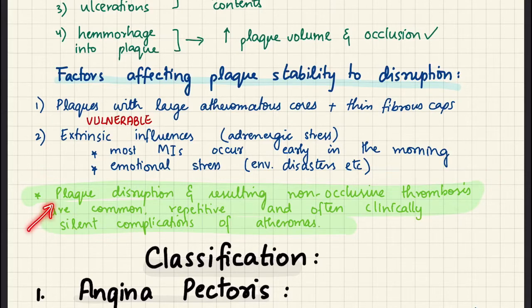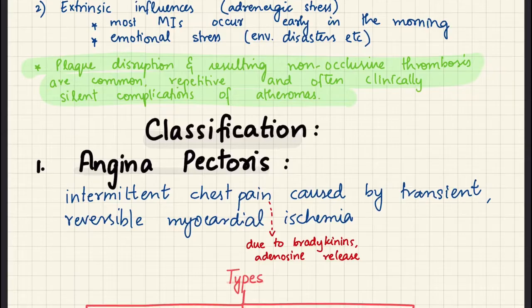Now let's read this. Plaque disruption and resulting non-occlusive thrombosis are common, repetitive, and often clinically silent complications of atheromas. So sometimes the plaque may rupture and the thrombosis may be non-occlusive and thus then simply dislodge and cause no clinically evident symptoms.